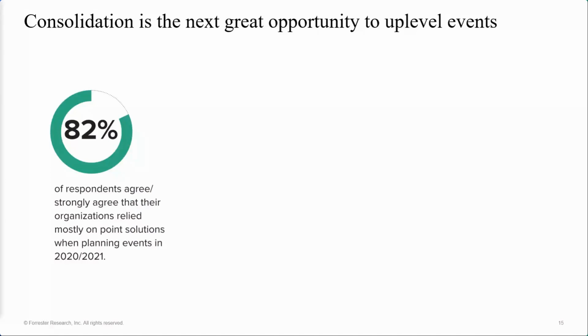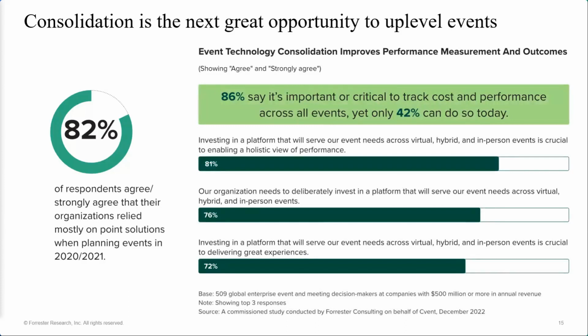The problem is that when you have so many different pieces of technology, it's really hard to track the costs and the performance effectively, which can impact efficiency and can impact those questions about what are we getting as a result of these events. And this is a problem that's important to solve. 86% said that it is important to track cost and performance across all events. But here's the issue: less than half said that they can actually do it today.